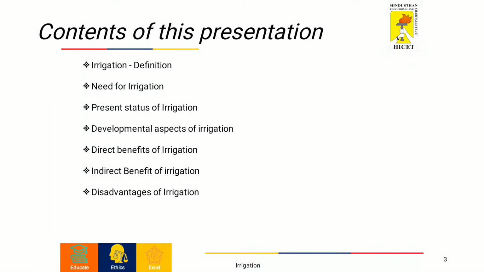All, we are going to discuss the basics of irrigation in today's lecture. The contents of today's presentation are irrigation, need for irrigation, present status of irrigation, developmental aspects of irrigation, direct and indirect benefits of irrigation, and finally the disadvantages of irrigation.